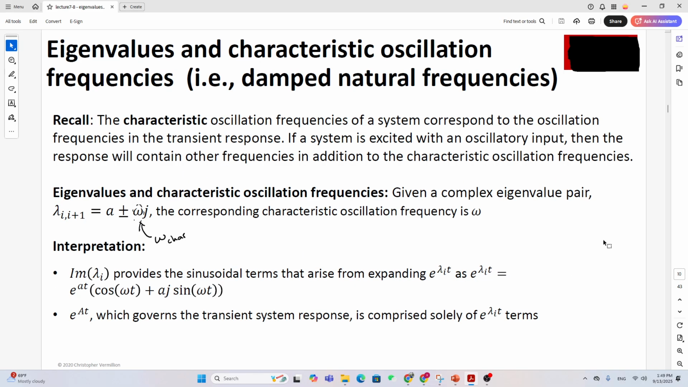For eigenvalue and characteristic oscillation frequency, there is a very interesting fact. If your eigenvalue is not a complex number, then you no longer have this characteristic oscillation frequency at all. So you have to make sure your eigenvalue is a complex number. And whenever it's a complex number, it always shows up as a complex conjugate pair. The imaginary part tells you the oscillation frequency in the unit of radians.